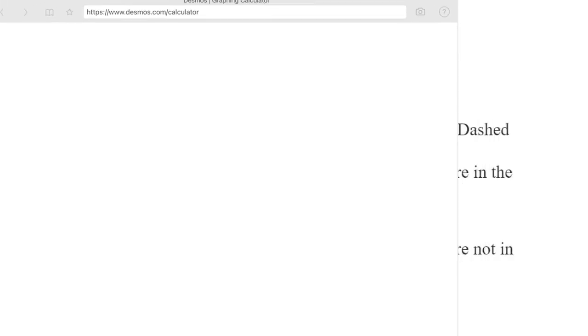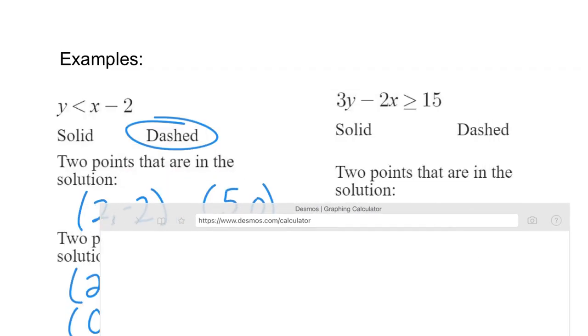if you worked this one or if you were struggling with it and you're still watching the video because you were having a hard time, you should have gotten this as a solid line. And again, we know that because it has the equal to bar. And then we'll graph it and find some points that are in the solution for that. So 3y minus 2x is greater than or equal to 15.